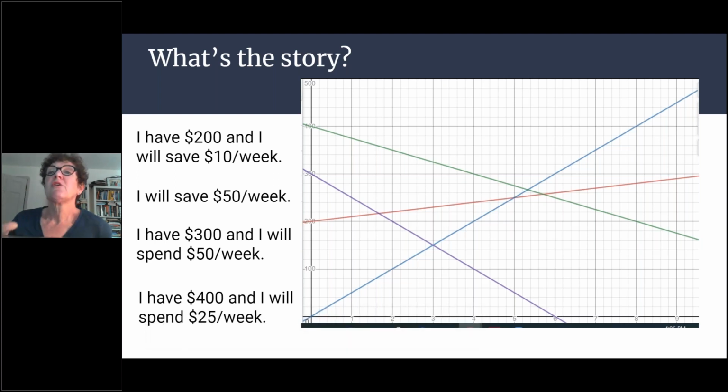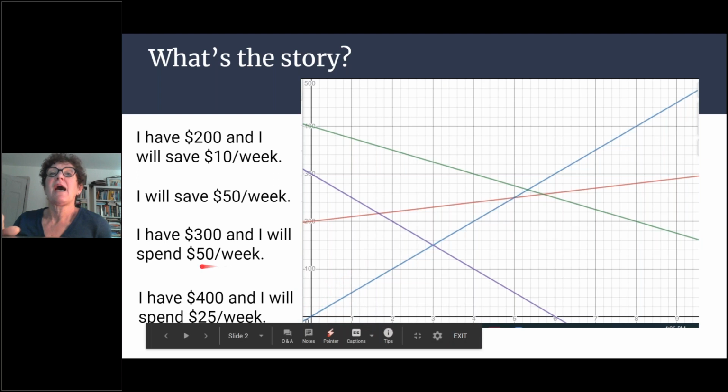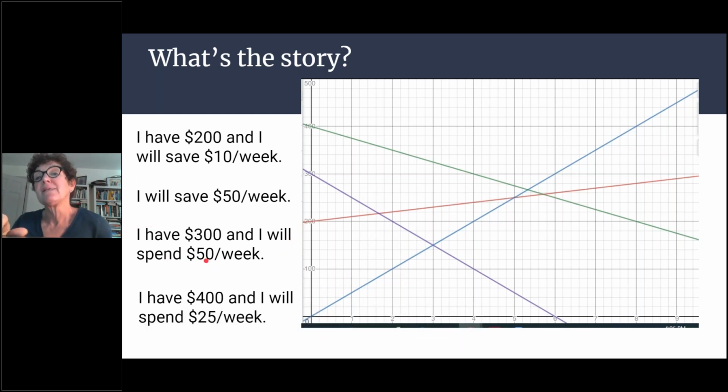Okay, good. So this next little story says, I have $300 and I will spend $50 a week. So we know when we are spending money, we're not gaining it, we're losing it out of our account. It's disappearing, it's going away. So look at this line that starts at 300, and instead of going up, it's decreasing, which makes sense because if we're spending money, the total amount that we have will go down.